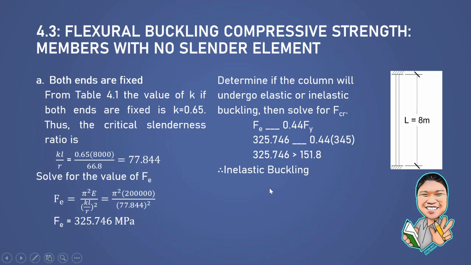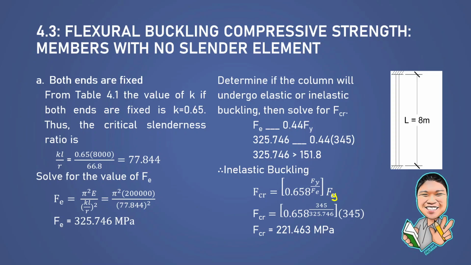Okay? Kapag inelastic buckling ang mangyayari, ibig sabihin, itong formula ng Fcr ang gagamitin. So, sana clear tayo dun, no? So, Fcr is 0.658 raised to Fy over Fe times Fy. Nagkamali lang po ako ng nasulat. This must be times Fy, okay? So, yun din naman, Fy ang nakalagay dyan. So, 0.658 raised exponent to what? 345 over 325.746 times 345. Kapag kinompute nyo siya, ang Fcr natin is 221.463 megapascal. Okay? So, may Fcr na tayo.